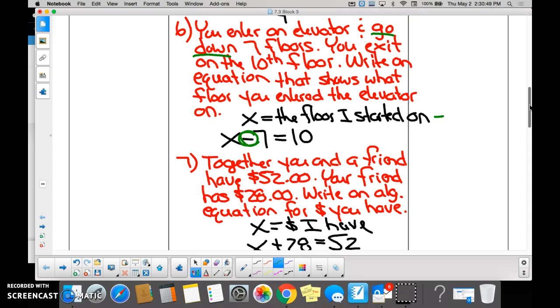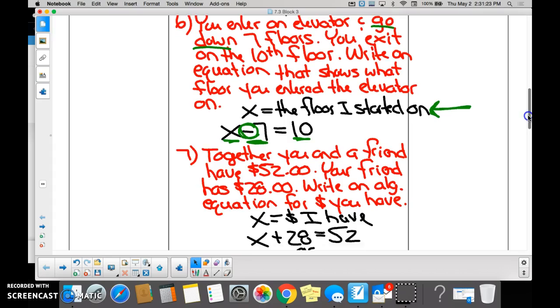So the first thing we do is assign the variable. The variable is the floor I started on. It's basically what you're looking to figure out, right? The variable is named whatever it is you're trying to figure out. So we entered the elevator on what floor? X. We went down how many floors? 7. And we got off on what floor? 10. There's our equation, right? And all of you are smart enough to figure out what X is, but we don't really care at this point.